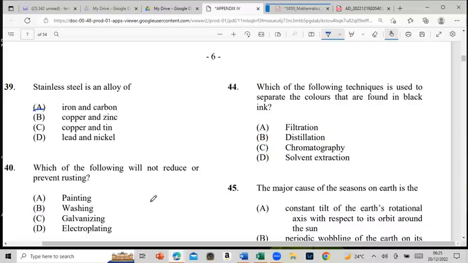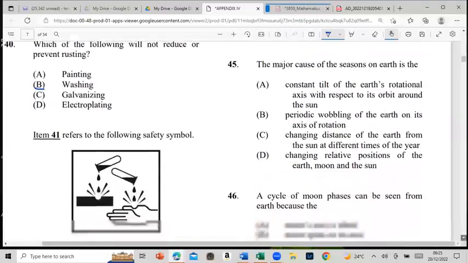We are two-thirds there. Which of the following will not reduce or prevent rusting? A, painting, B, washing, C, galvanizing, D, electroplating. And that would be washing. You know, wash all you want. Alright, let's move on to 41.